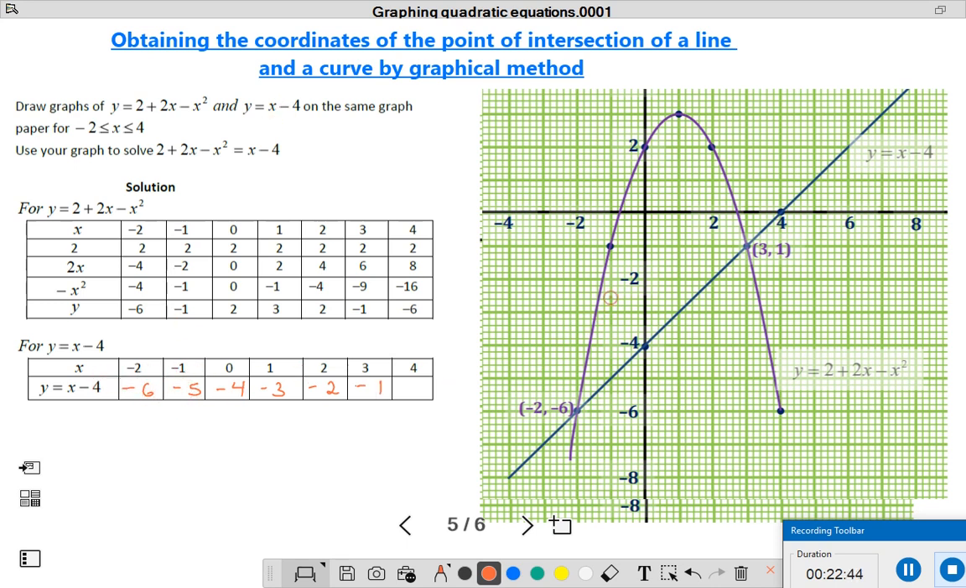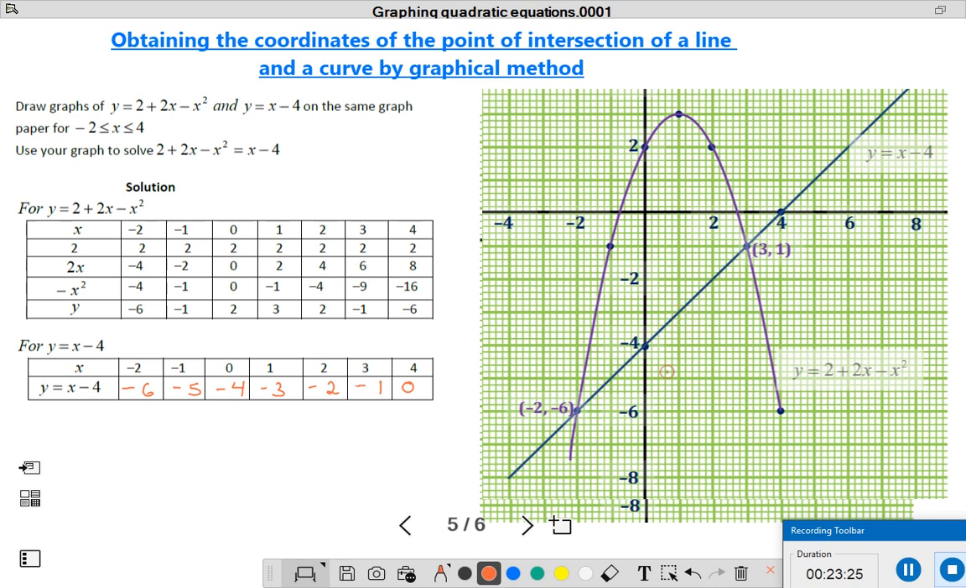So, negative 1, negative 5. The point is here. Negative 1 for the straight line. We have negative 1, negative 5, the point is somewhere here. Though for a straight line, you need only 2 points to get it. So here we have enough points. So, with 0, negative 4, the point is here. We have 1, negative 3, the point is somewhere here.